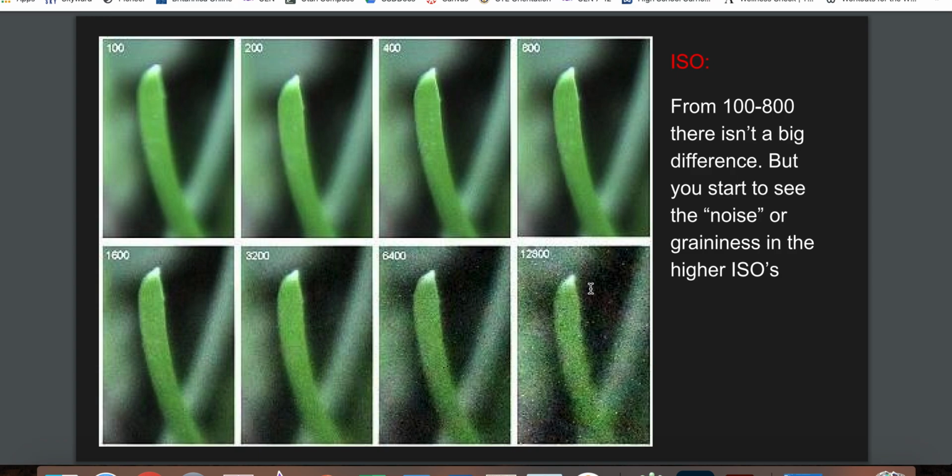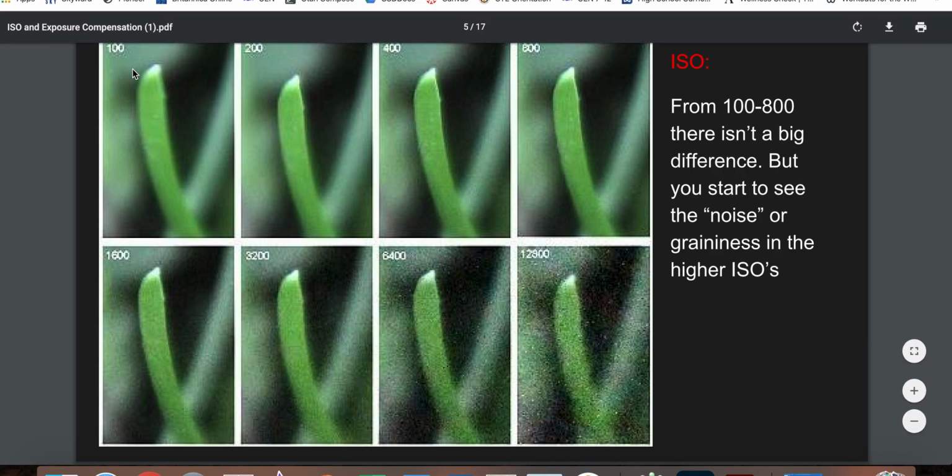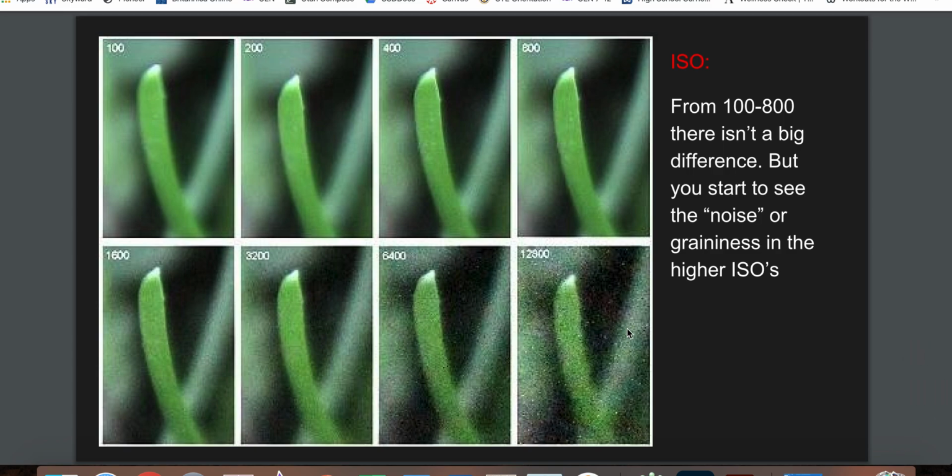So just to touch back on image quality and what this means in your photograph. If you take a look at this blade of grass, the first image up on the top left is 100 ISO. Then we go to 200, 400, 800, 1600, 3200, 6400, and 12,800 ISO, I believe it is right there.